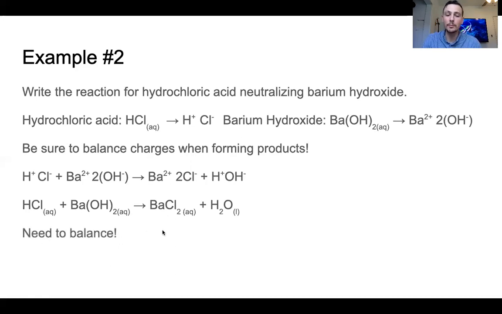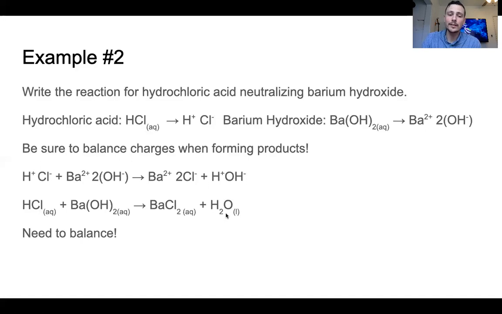This needs to be balanced to be the correct answer here. Since we only have 1 chlorine on the reactant side and 2 chlorines on the product side, we know we're not balanced. We also have a different number of oxygens. We have 2 oxygens here versus only 1 oxygen here. So we have an issue.